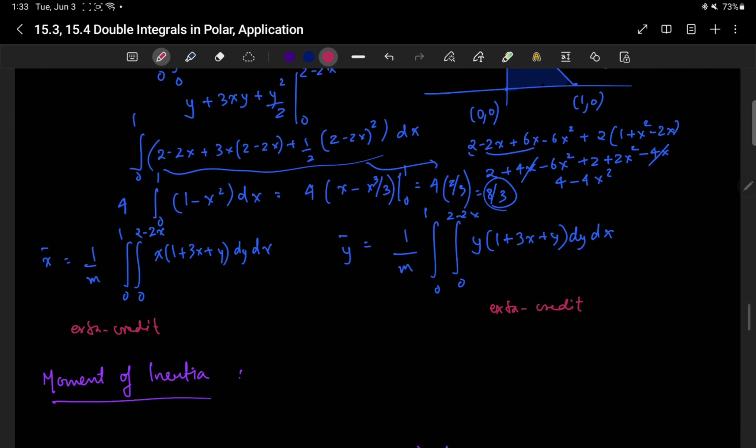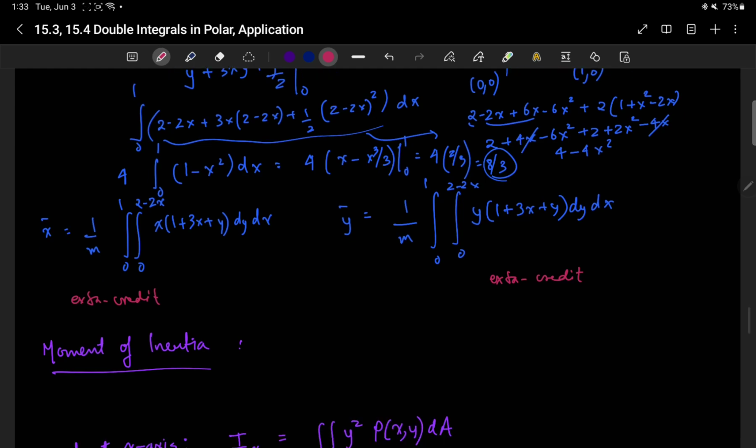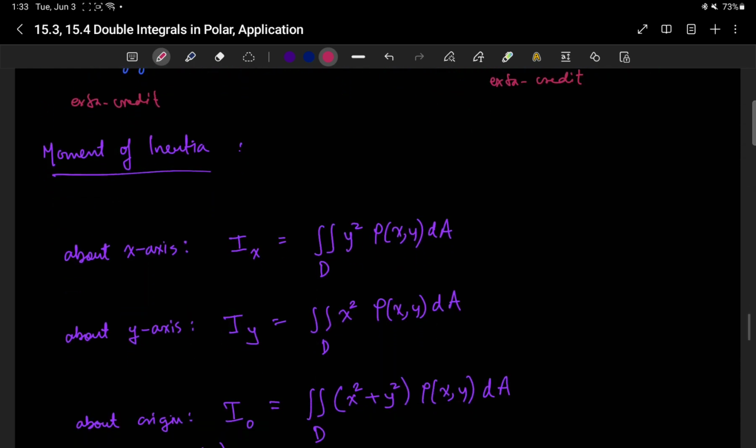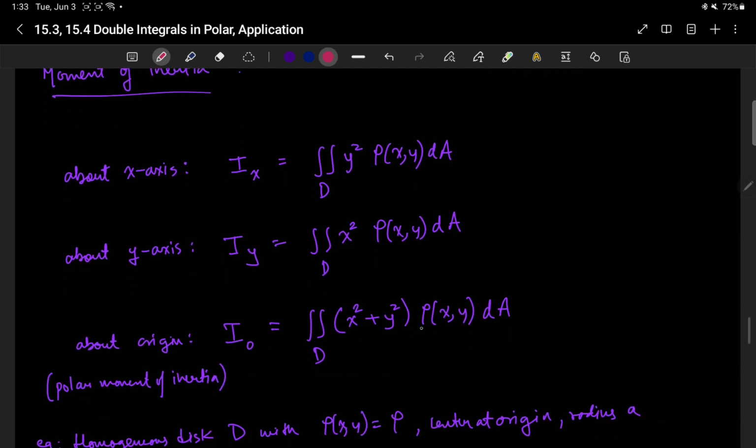The next concept we have is the idea of moment of inertia. Moment of inertia is defined as follows: there are three different kinds of moments you can have. About the x-axis, it is given by the double integral of y squared times the density function. About the y-axis, it is x squared times the density function. And about the origin, it is x squared plus y squared times the density function.